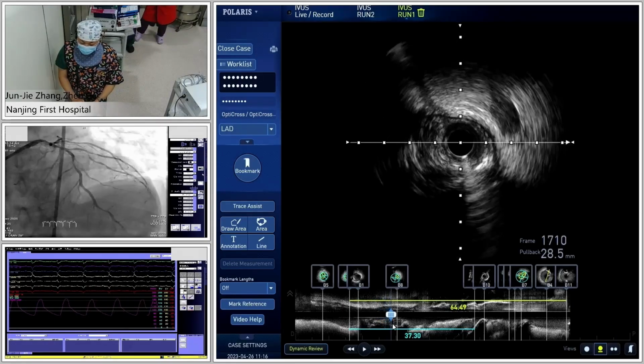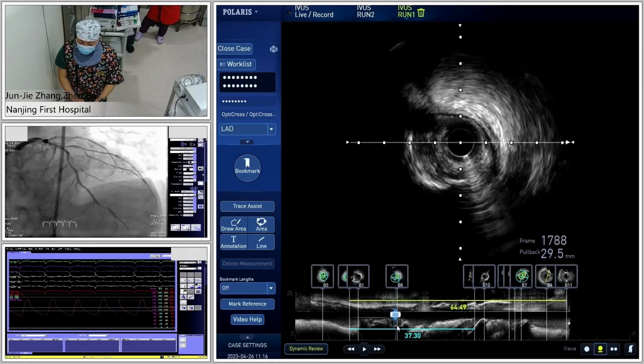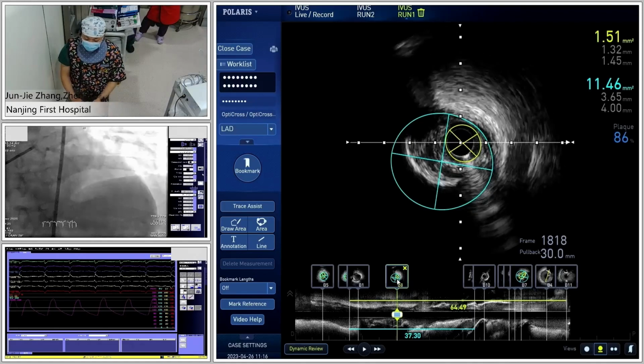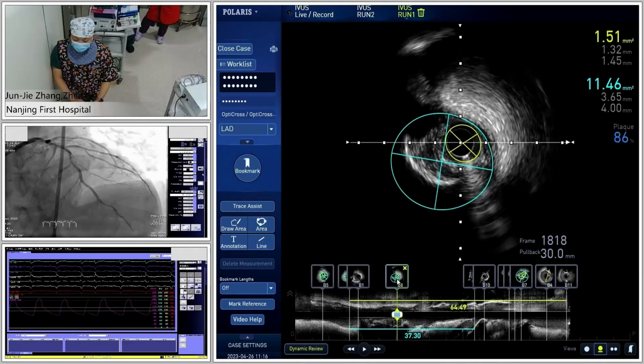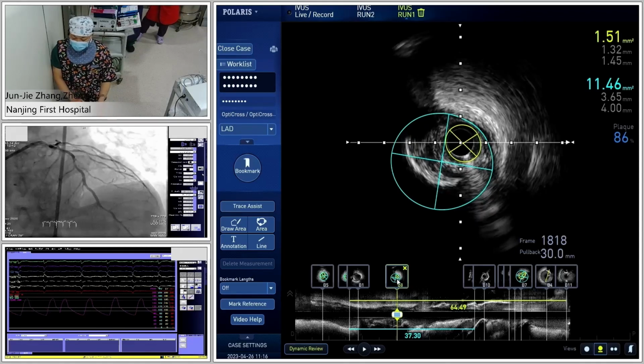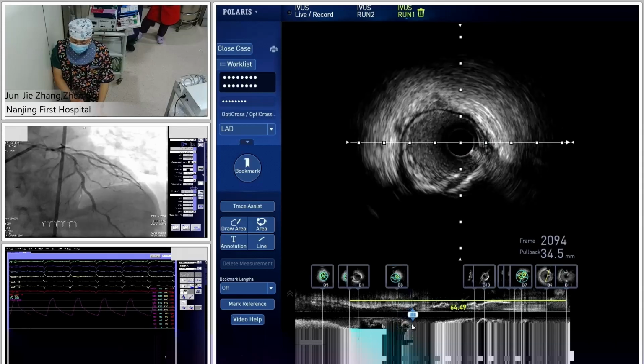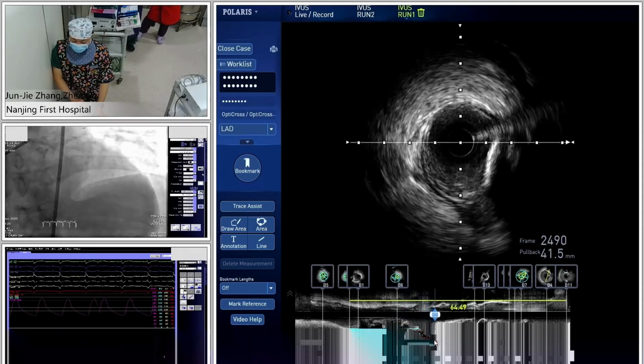Then pulling back, we can see eccentric plaque. Then going on, this point is the minimal lumen area. Here the area is just 1.5 square millimeters, and the plaque burden is more than 86%. Then pulling back, this is the proximal LAD.